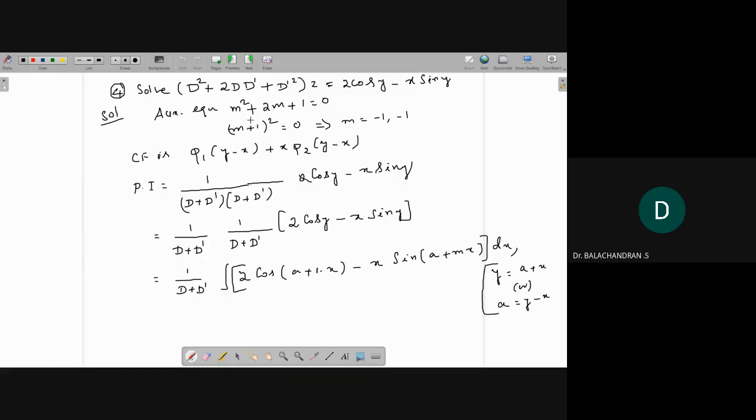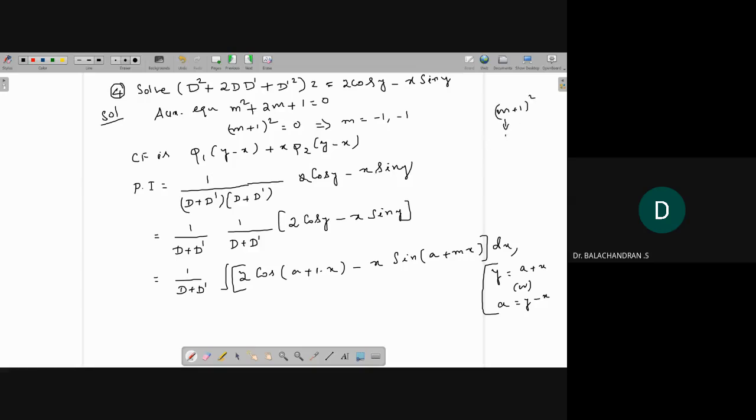Okay, so the auxiliary equation is m square plus 2m plus 1 equal to 0. So (m plus 1) whole square equal to 0 implies m equal to minus 1 and minus 1. The roots are repeated here. The complementary function is phi 1 of y minus x plus x into phi 2 of y minus x. Okay, in type number 5, you should factorize the denominator like this, because (D plus 1) whole square, actually (m plus 1) whole square. From this you can easily write what?